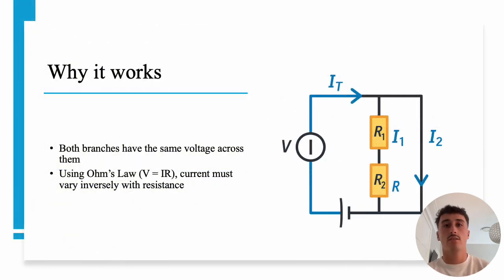Within a parallel circuit, both branches share the same voltage across them. According to Ohm's law, V equals IR. Since voltage is constant, the current must vary inversely with resistance. So, when resistance increases, current decreases, and that's why the current divider rule works.